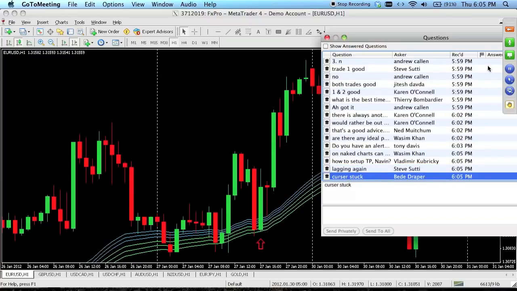The cursor is stuck. Okay, let's reload the screen. I just turned it off. Let's give it a few seconds. I will turn it back on.